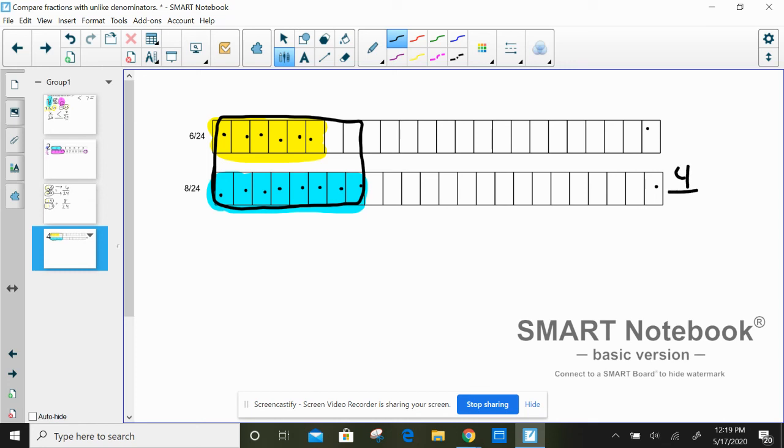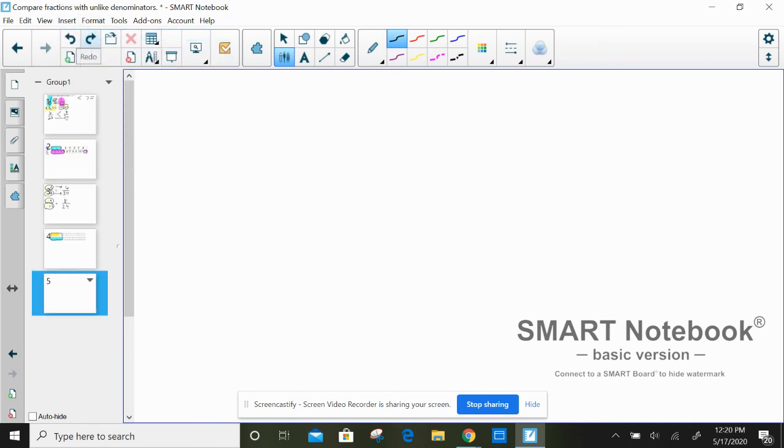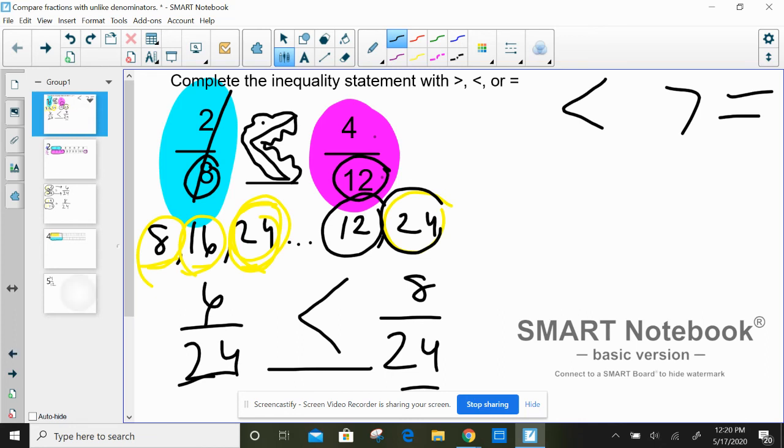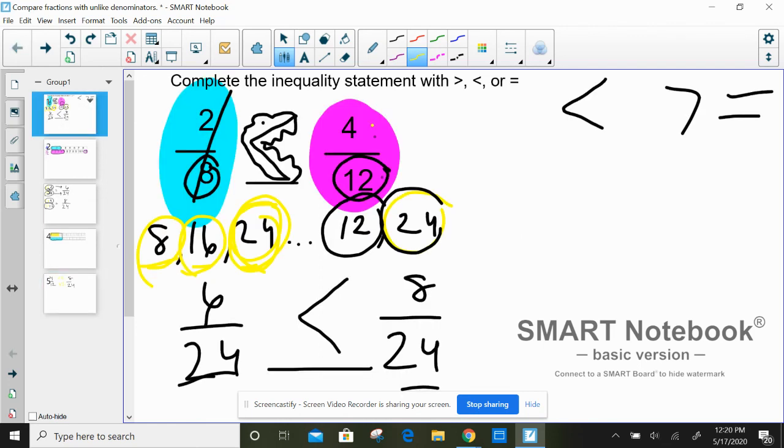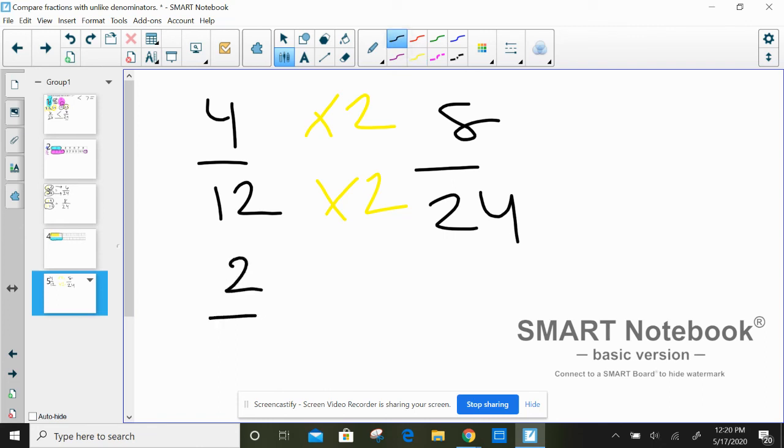And 8 24ths and 4 12ths, they're the same. They're equivalent. They're equivalent because all you would need to do to get from one to the other is multiply by 2. That makes sense? See up here? 4 12ths and 8 24ths. And same thing with 2 8ths and 6 24ths. Because here, we would just need to multiply by 3.